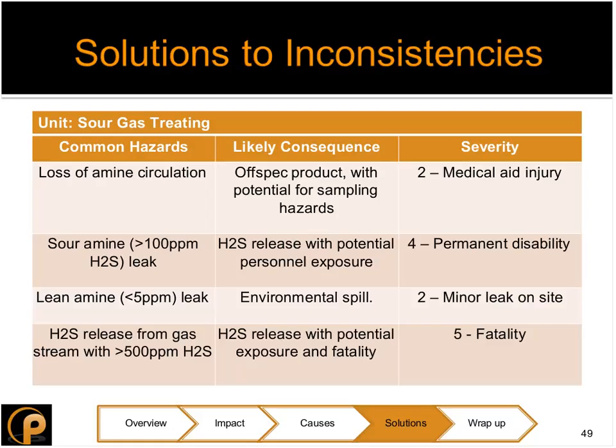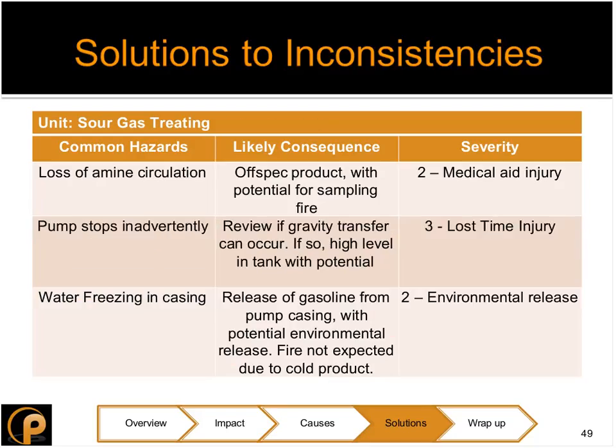And what we do is we give guidance here. What's the most likely consequence if we have that? So loss of amine circulation is going to create off-spec product, potential for sampling hazards. And the worst that's going to be is a medical aid injury. So what we're doing here is giving a bit of guidance to the team based on what we see in industry. Here's what we think the most likely severity will be. Important thing to remember here is all facilities are slightly different, so that severity can move up or down depending on the design. That's okay. That's something that the team needs to understand is allowed.